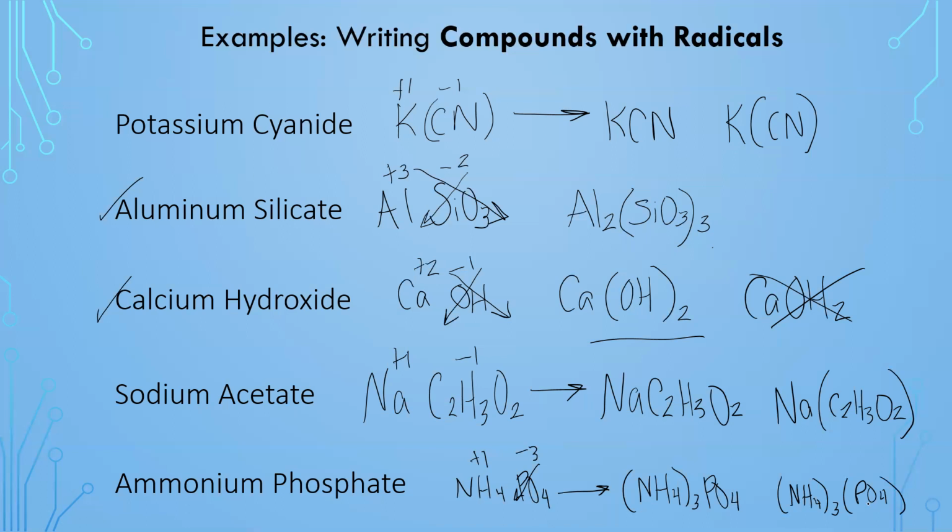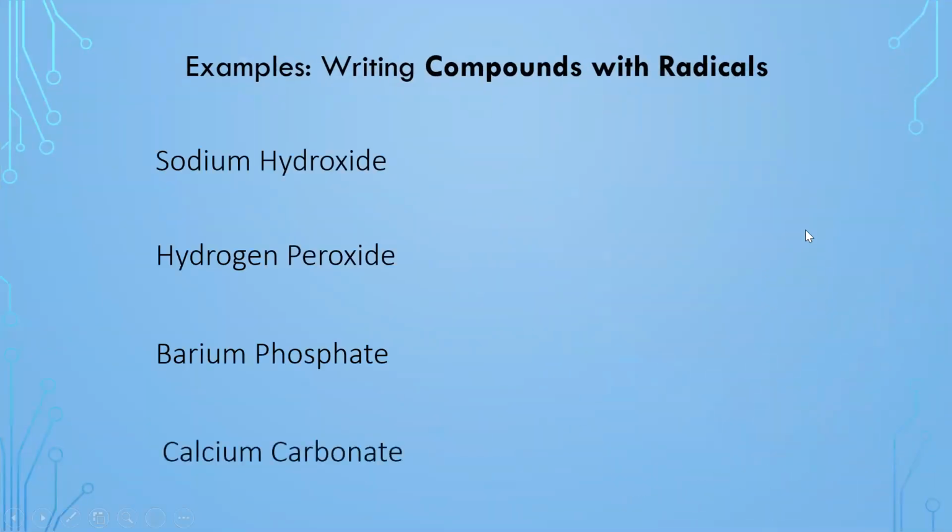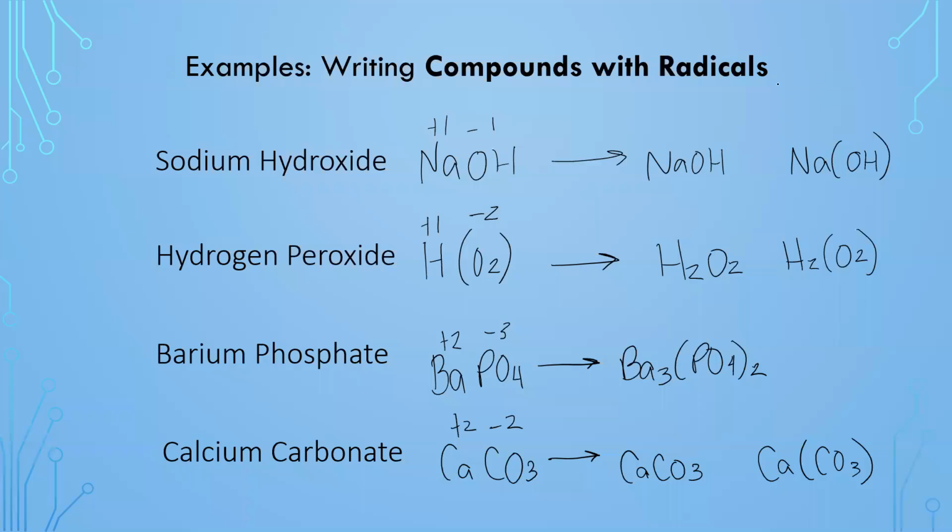Okay, so try some on your own. Pause the video. Number 2 is the trickiest one because peroxide's a weird radical. So you've got an element and a radical for all of these. So the most common type you'll see. So try these out, check your answers.